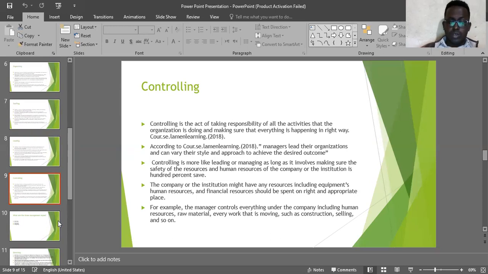The company and the institution might have resources, including human resources and financial resources, and they should be spent in the right and appropriate place. For example, management controls everything under the company, including human resources, raw materials, and work that is involved such as construction and selling and so on.